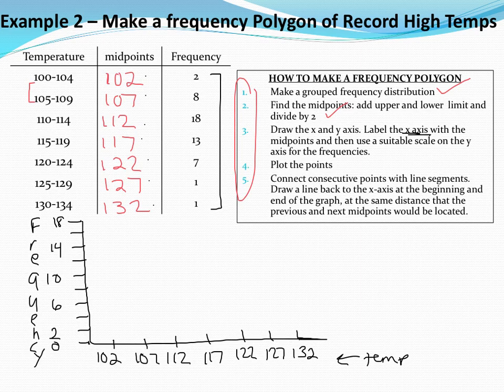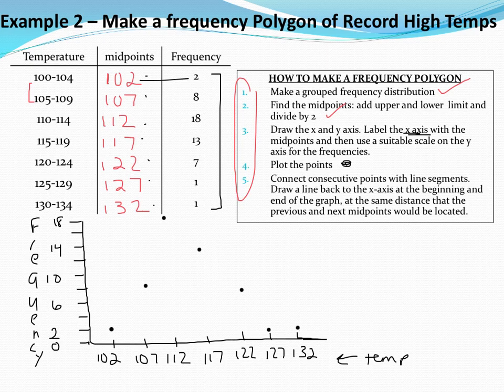And then all you're going to do is plot the points. So for 102, we're at 2, so we're going right here. And the next one, 107 and 8, 112, 18, 117, and then 13. 122 is 7. 127 is 1. And then the next one's 1.